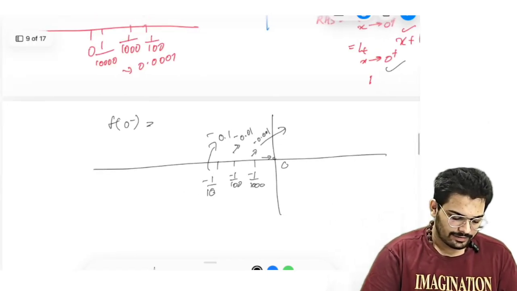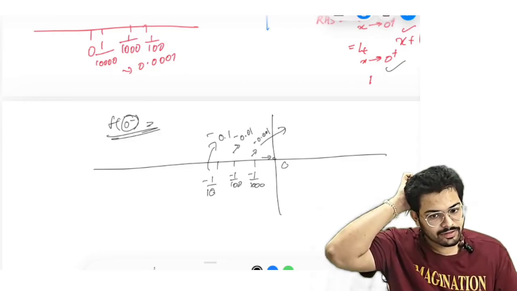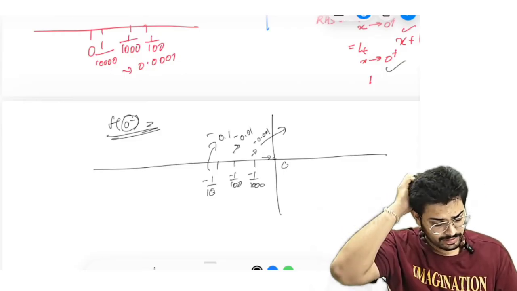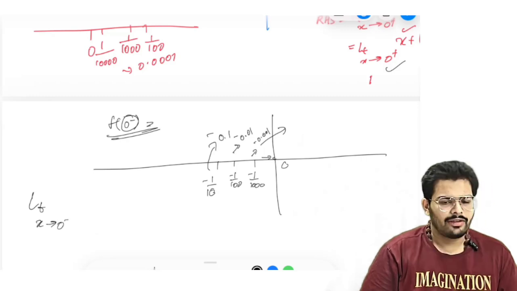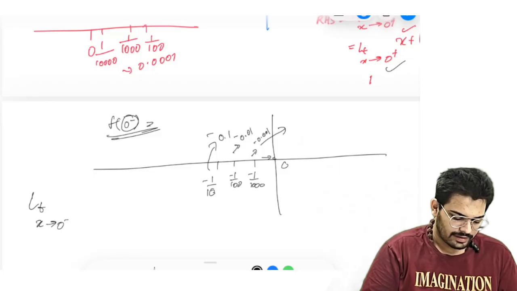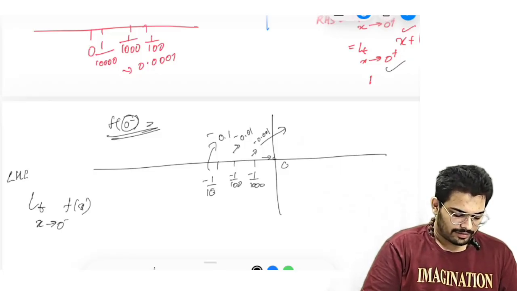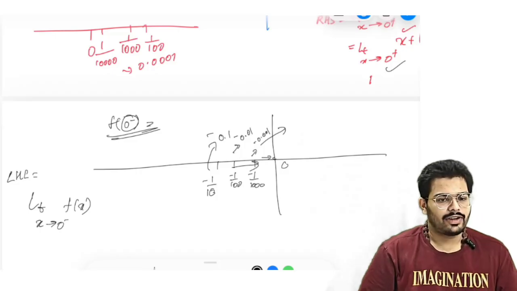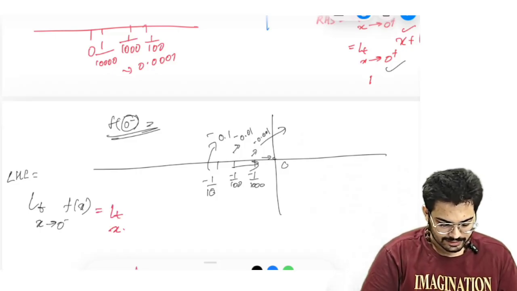In that case, we can't have an exact value for 0 minus, because 0 minus means the number is closer to 0 but negative. In that scenario, we can only find where the function will be approaching when you put a slightly smaller value than 0, that is f of 0 minus. This is called the left hand limit. We are approaching the function from the left side of the number line. In this case, it will be limit x tends to 0 minus.